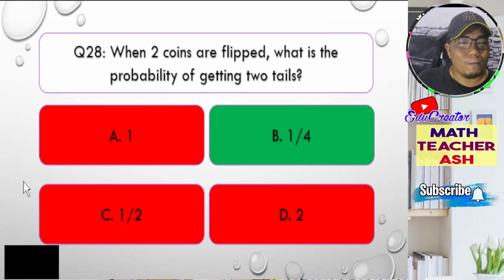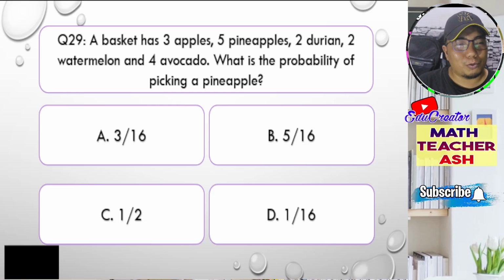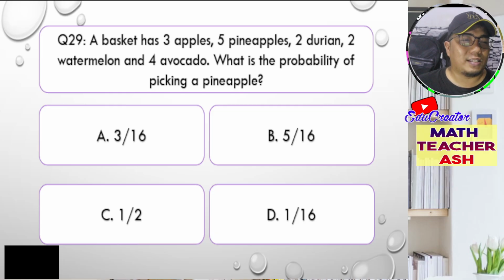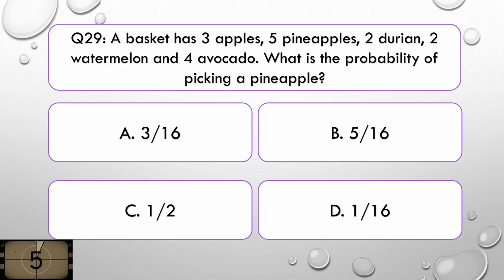Now, let us go to question number 29. A basket has 3 apples, 5 pineapples, 2 durian, 2 watermelons, and 4 avocado. What is the probability of picking a pineapple? Is it A, 3 out of 16, B, 5 out of 16, C, 1/2, or D, 1 out of 16? I'll give you 5 seconds to think about your answer.